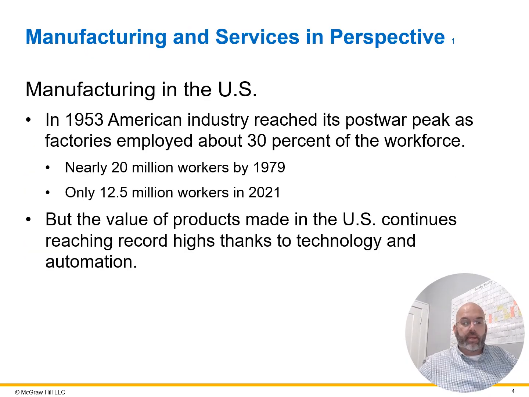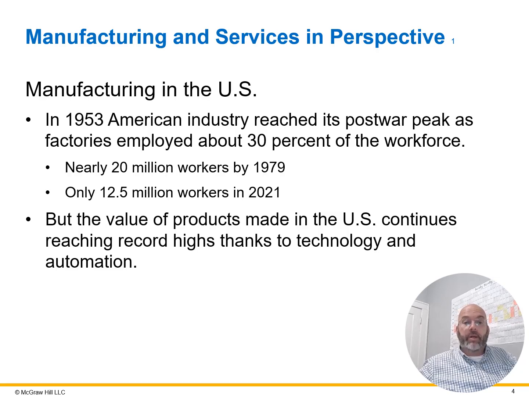All right, so manufacturing in the U.S. has changed over the years. By 1953, the industry in America peaked with 30% of the workforce working in manufacturing. Nearly 20 million workers by 1979. However, in the 80s, you started seeing a trend where we started outsourcing to other countries. By 2021, that 20 million workers in 1979 had decreased to 12 million.